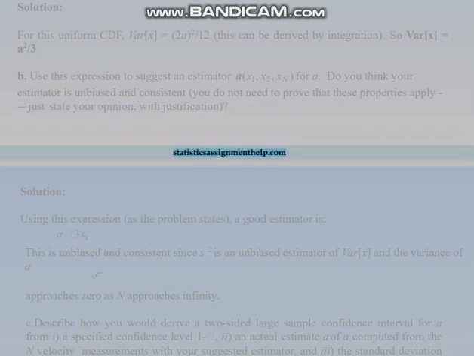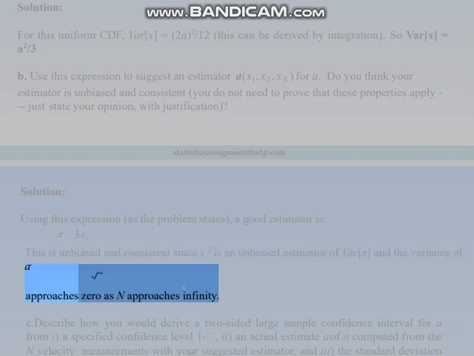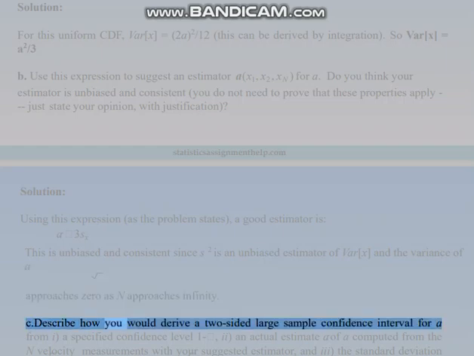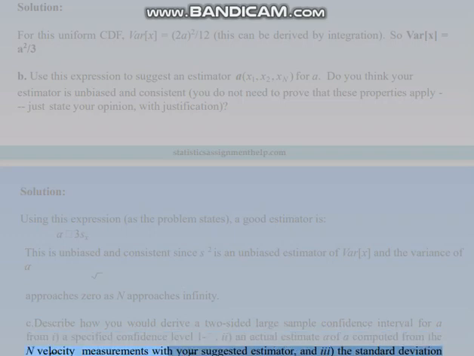This is unbiased and consistent since S squared is an unbiased estimator of var x, and the variance of a hat approaches 0 as n approaches infinity. C. Describe how you would derive a two-sided large sample confidence interval for a from 1, a specified confidence level 1 minus alpha, 2, an actual estimate a hat of a computed from the n velocity measurements with your suggested estimator, and 3, the standard deviation of a hat. Describe your procedure step by step so it could be carried out with a real dataset.